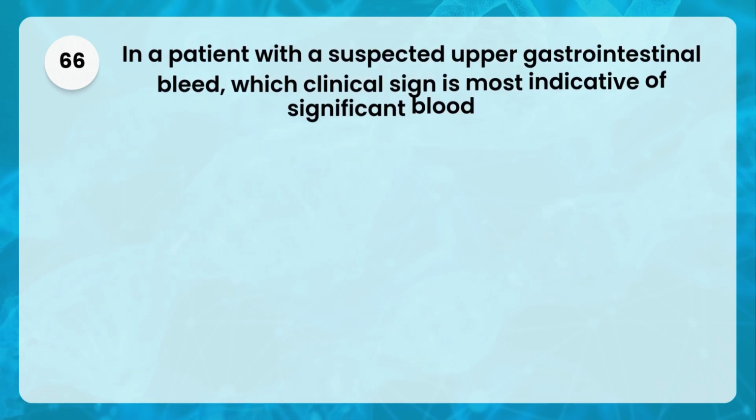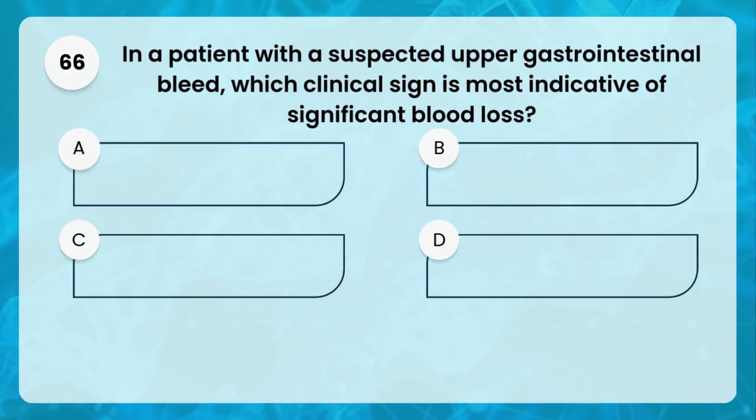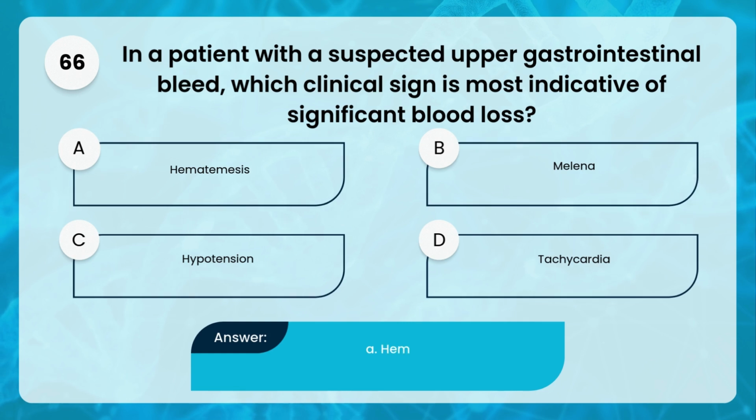66. In a patient with a suspected upper gastrointestinal bleed, which clinical sign is most indicative of significant blood loss? A. Hematemesis, B. Melena, C. Hypotension, or D. Tachycardia? The answer is A, hematemesis.